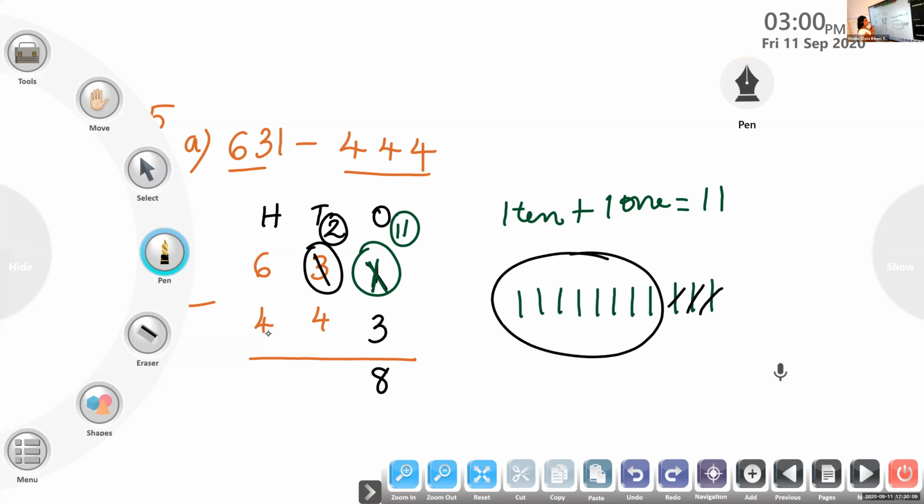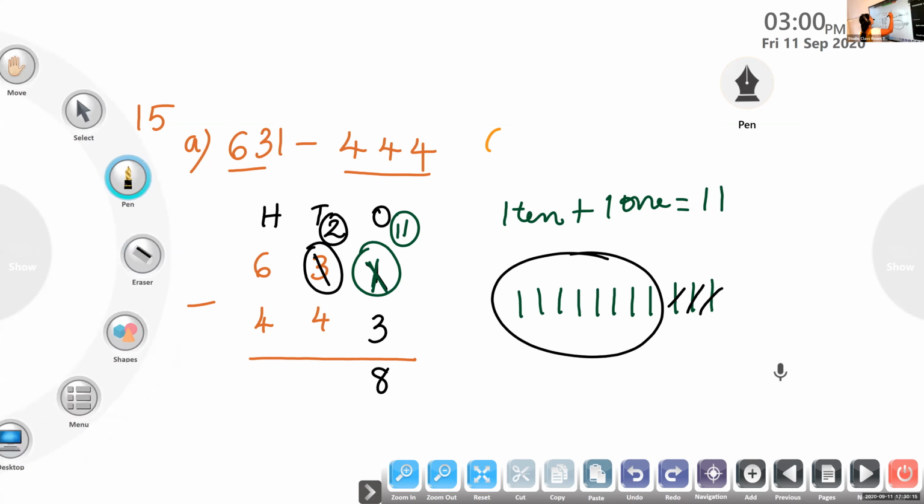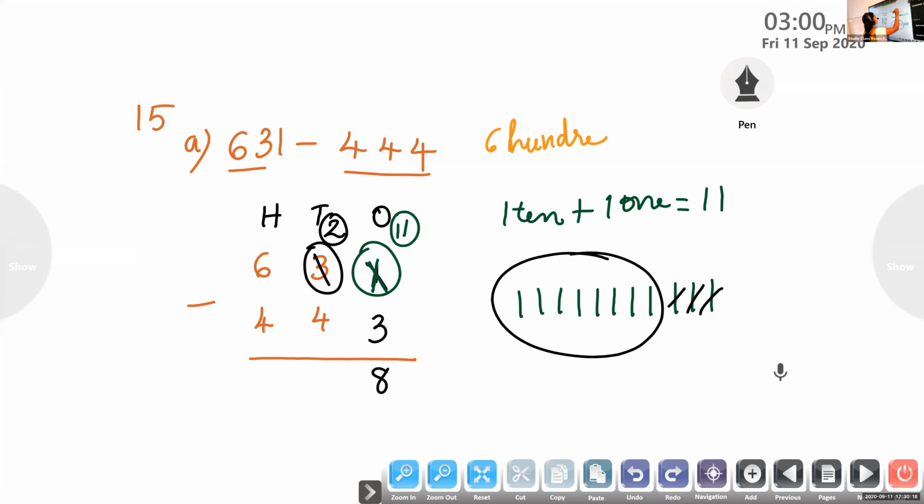600 minus 100. What will you get? 6 minus 1? 5. So here we will get 500. Then that 100 we are going to add with the 2 tens. So what will we get? 12 tens. We are going to write that 1 near this 2 and we will get 12 tens.